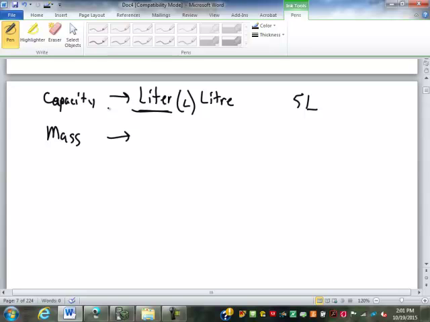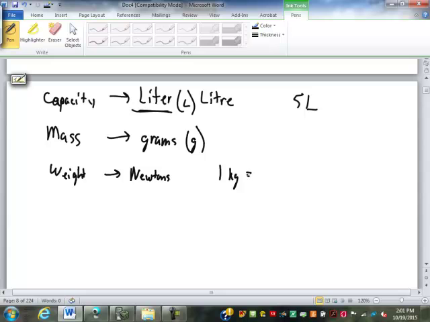In the metric system, we tend to focus on mass instead of weight. Mass is measured in grams, abbreviated with a small g. There is weight in the metric system. We're not going to use it. It very seldom gets used outside of science and engineering and design. In the metric system, weight is measured in newtons. 1 kilogram is about 9.8 newtons in weight.